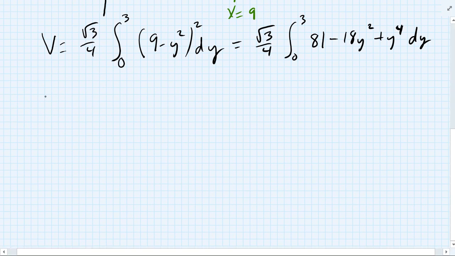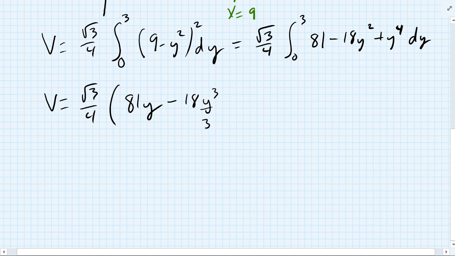All right, let's finish this one. Square root of 3 over 4. What is the antiderivative of 81? 81y. And then it's 18. What's the antiderivative of y squared? You can go ahead and get it to 6. You don't have to write this. If you know that it's 6, go ahead and do it. Just be careful. What is the antiderivative of y to the 4th? And I'm evaluating from 0 to 3. You could simplify that. That becomes 6.